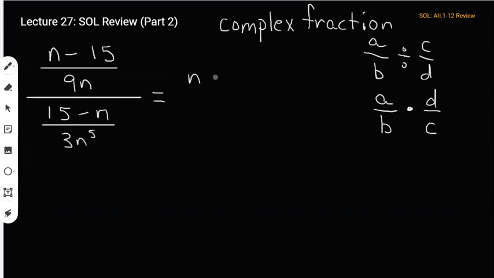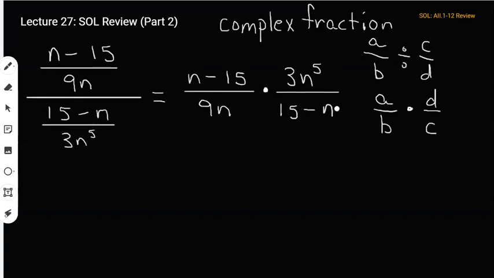So this first one on top is going to stay the same. It's still going to be n minus 15 over 9n. I'm going to change it to multiplication, so I'm going to put a dot in the middle. And then the fraction on the bottom is the one that I'm going to flip. I'm going to write 3n to the fifth power on top. And then in the bottom, I'm going to have 15 minus n. So now I'm going to see if there are any factors that I can cancel out on the top and the bottom.